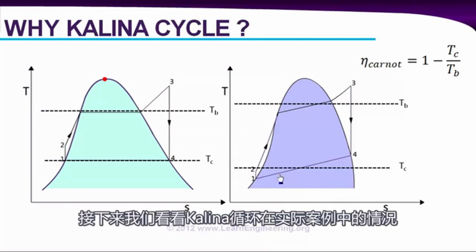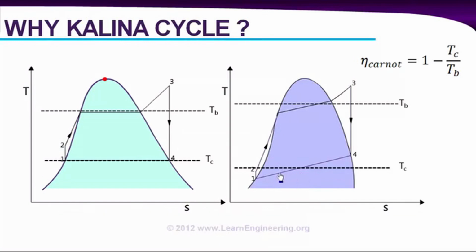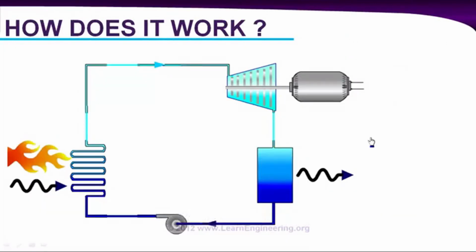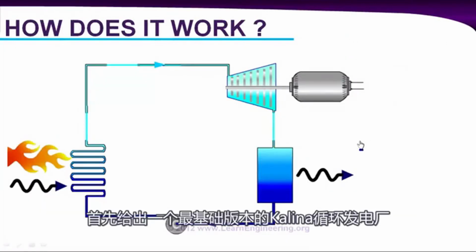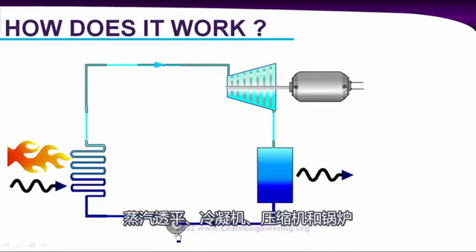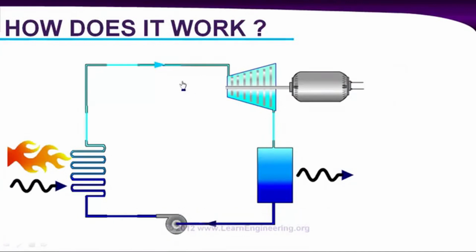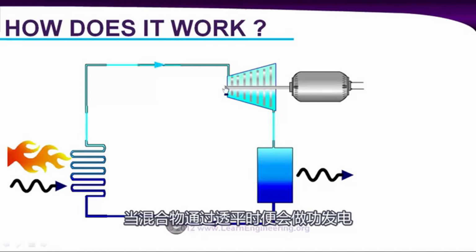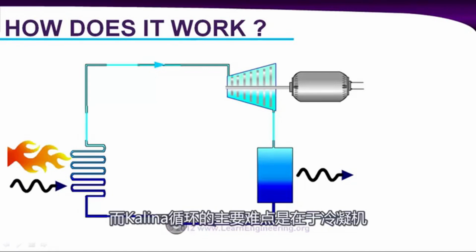Now let's see how this cycle is implemented in an actual case. How does it work practically? First we will start with a very simplified Kalina cycle power plant. It has four major components as in a Rankine cycle: a steam turbine, a condenser, a compressor, and a boiler. When the mixture expands through the turbine, power is generated over here. But the main difficulty in a Kalina cycle is over here, at the condenser.